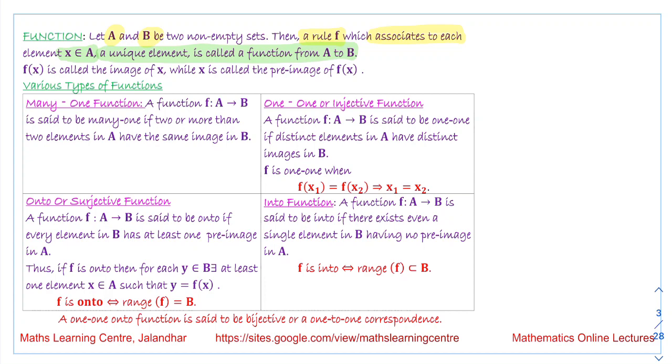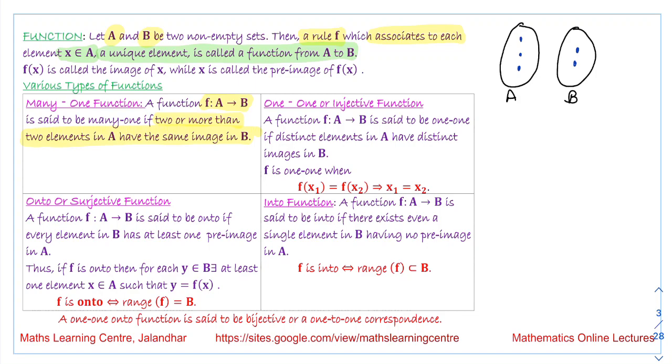A function f from A to B is said to be many one if two or more than two elements in A have the same image in B. I will explain these one by one, particularly with the help of arrow diagrams. When we are talking about a function, we are having two non-empty sets A and B. We have some elements in A and we have some elements in B.